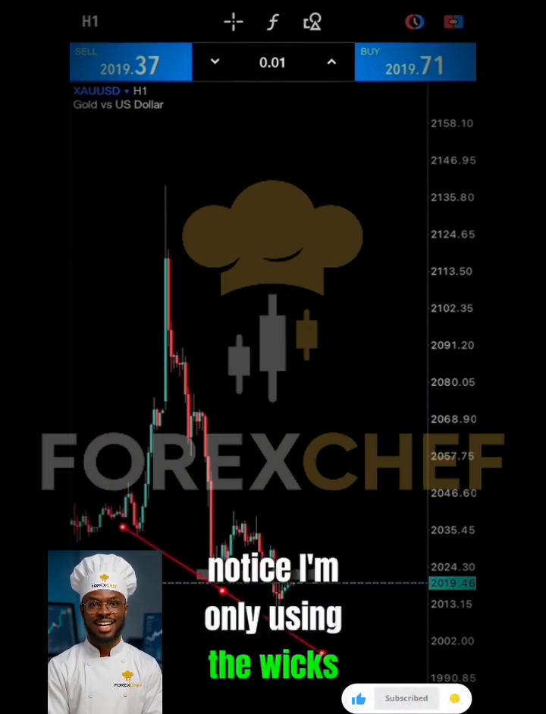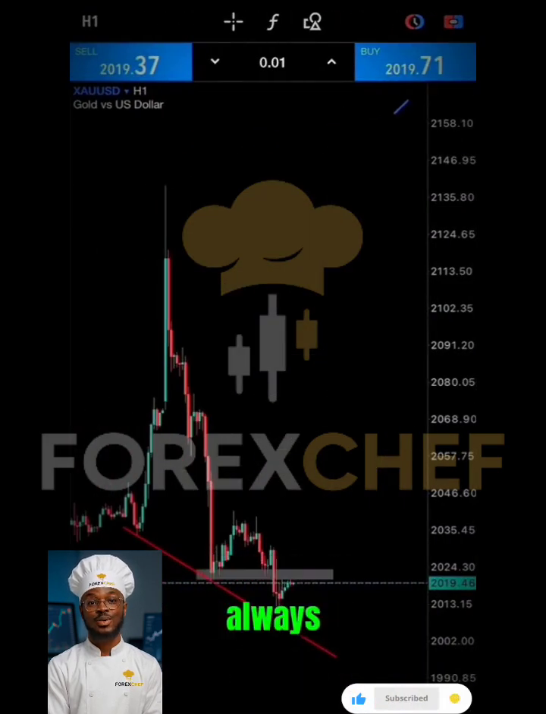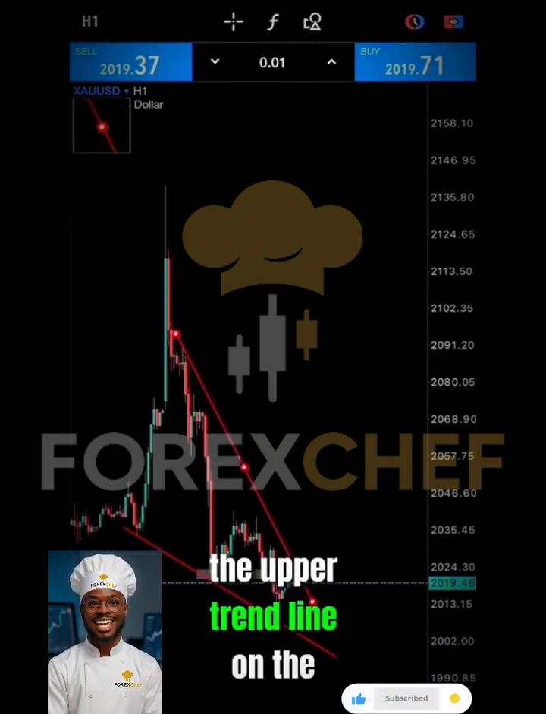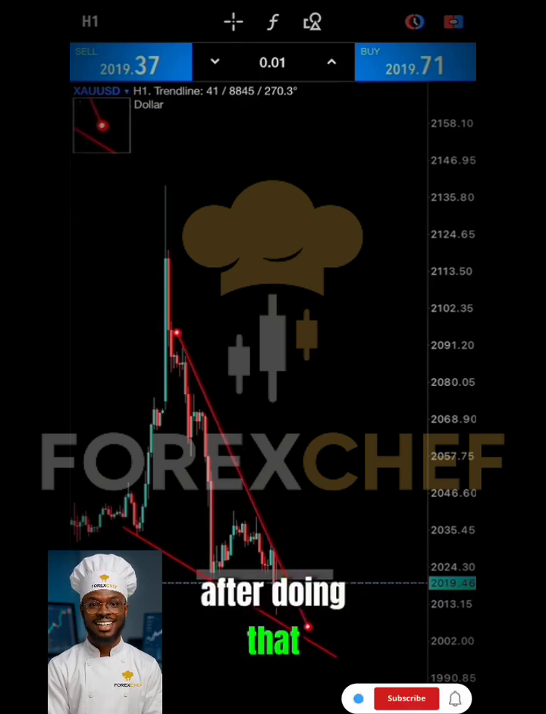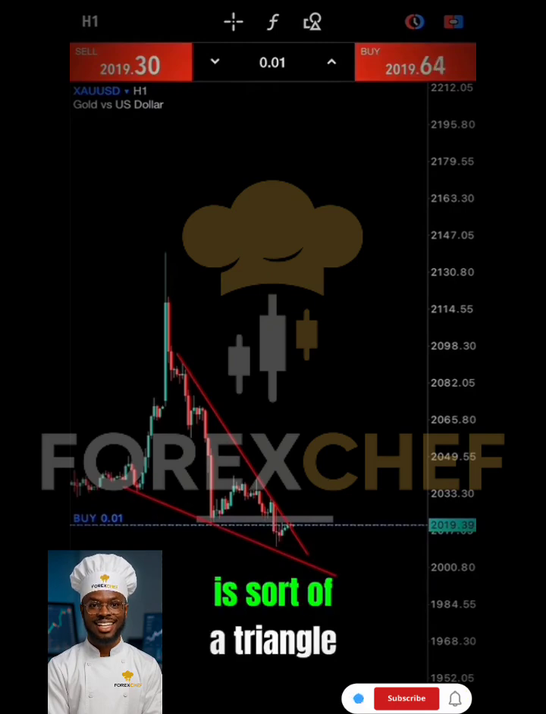Notice I'm only using the wicks. Don't use the body, you only use the wicks. I'm sure in most of my videos I always urge you to use the wicks, and then I will draw the upper trend line on the wicks as well. After doing that, you then recognize that this is a pennant, right? It's sort of a triangle.